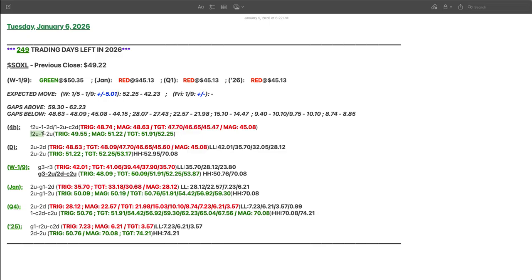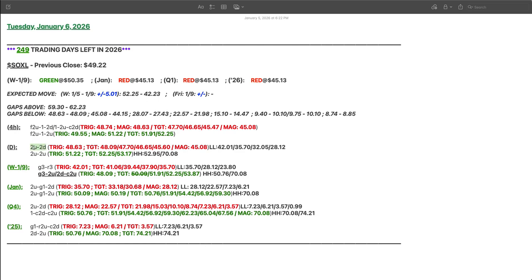Now, if we go to the upside, that gives us a 2-1-2 up, triggering at 49.55, a little bit larger magnitude there, about $2. Magnitude 51.22, and if we really get to rocking, we can hit that 51.91 and that 52.25, which is the market maker's expected move for the week. Same type of thing on the day.